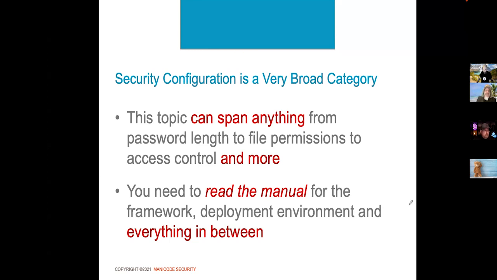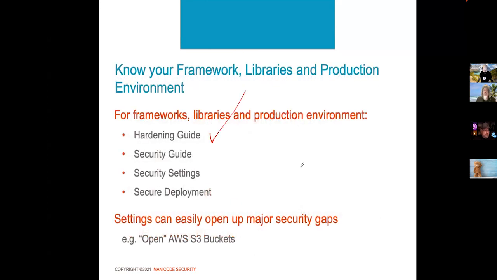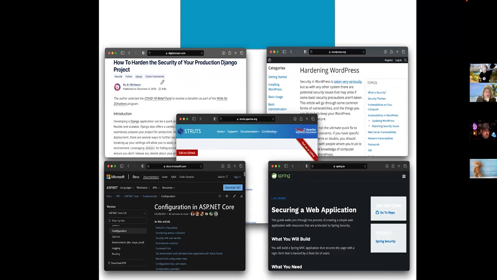You got to read the manual for the framework, deployment environment, and everything in between. I usually look up hardening guides and get a consultant or an expert to vet that it's a good hardening guide and make that the standard of my group. They're all over the place. Hardening guides for Django, ASP.NET, and there's a Spring, and there's some Struts. Don't use Struts. WordPress, Django, whatever. You can make anything secure if you keep an eye on it, configure it properly, minimize third-party plugins. Here's some guides to help you along the way.